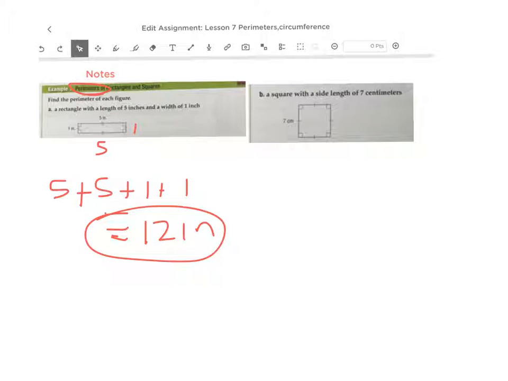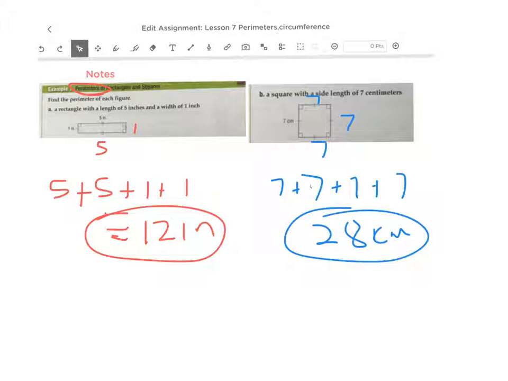Now if we look at a square, all 4 sides are the same, so it tells me one side's 7, so all are 7. If I add them all up, 7 plus 7 plus 7 plus 7, I get 28. In this case, centimeters, so my perimeter is 28 centimeters.